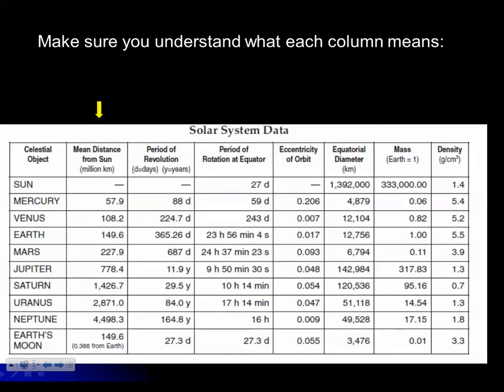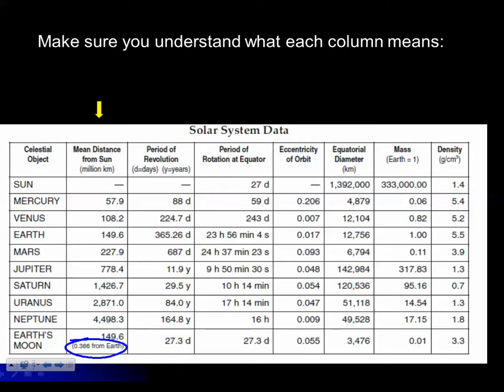So each column on the page in your reference tables that has the solar system data is important to understand. First, mean distance from the sun. That means the average distance from the sun. It's measured in million kilometers. You notice the moon isn't measured from the sun. It's from the Earth. So just be aware of that.